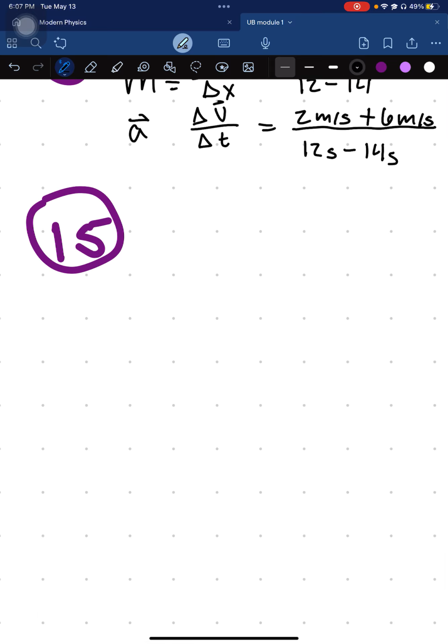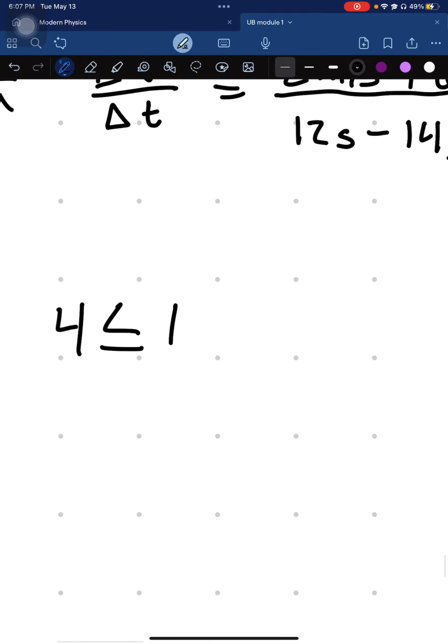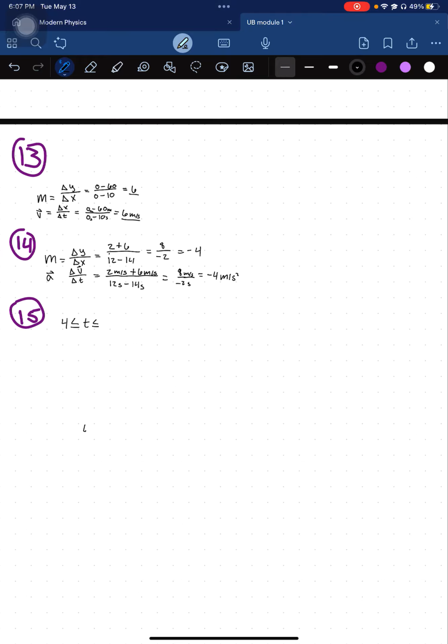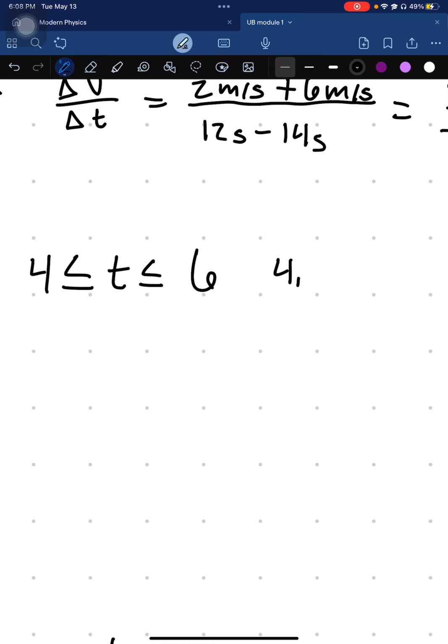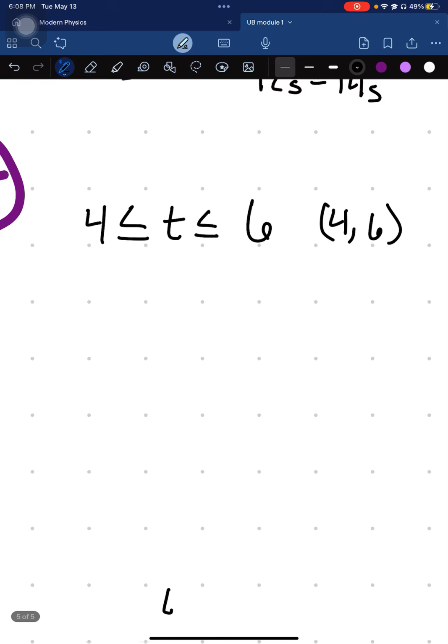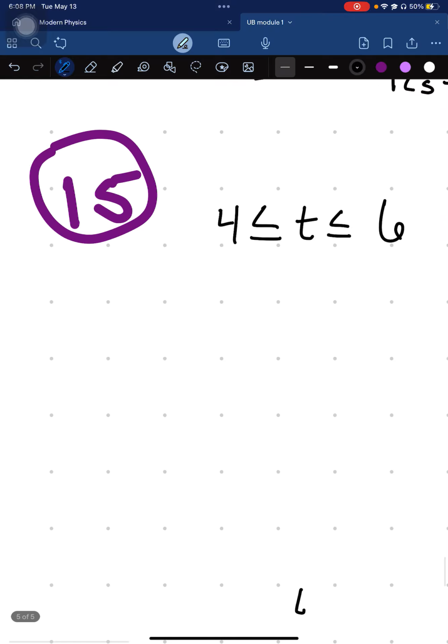Our acceleration is negative here at 4 is less than or equal to t less than or equal to 6. You could also write this in interval notation between 4 and 6. That kind of makes more sense to do. In which, oh, I'm doing this backwards. So slowing down is this one. I read the questions in the wrong order. In which time segment is the object speeding up? Well, that's just the opposite.